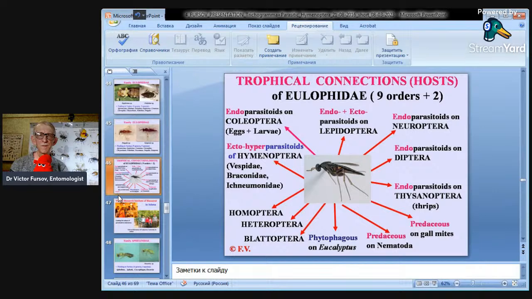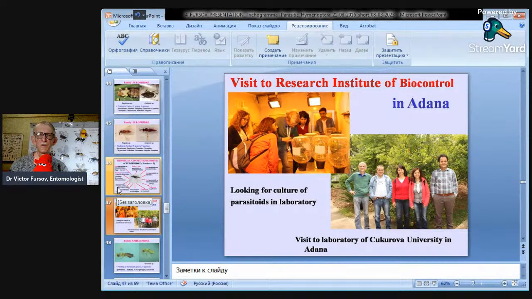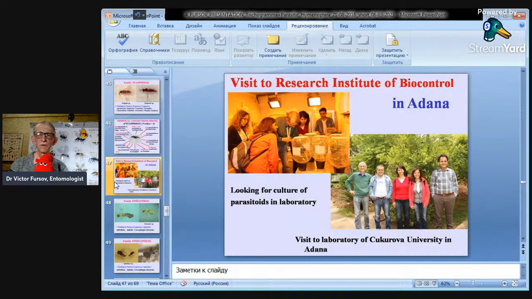This is our visit to the biological control laboratory in Adana, meeting with colleagues from Cukurova University in Adana, and also the biological control laboratory in Adana.